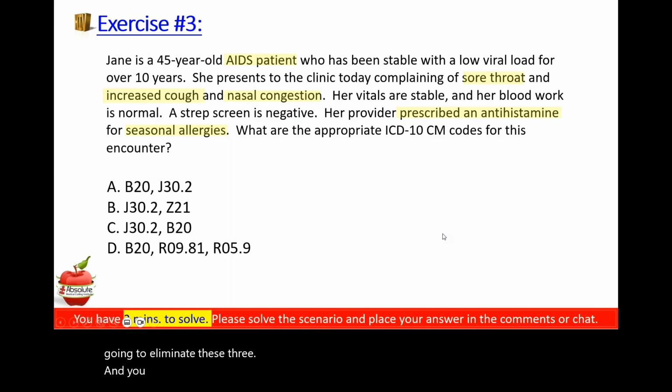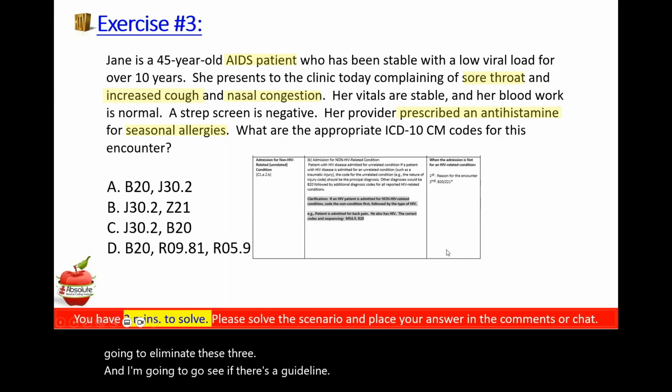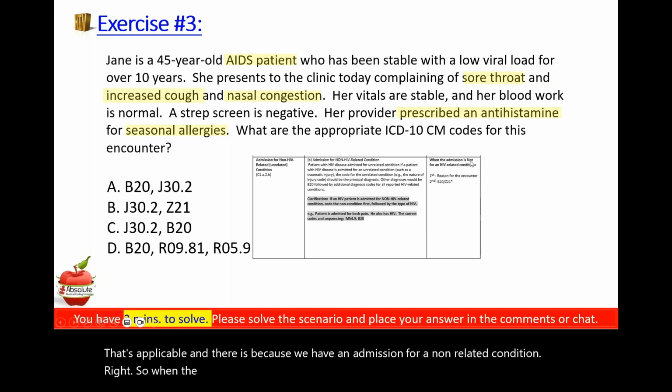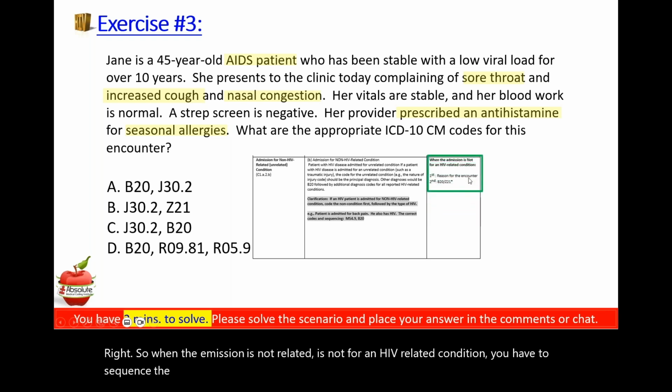And I'm going to go see if there's a guideline that's applicable, and there is, because we have an admission for a non-related condition, right? So when the admission is not for an HIV related condition, you have to sequence the reason for the encounter first, followed by the HIV AIDS code.